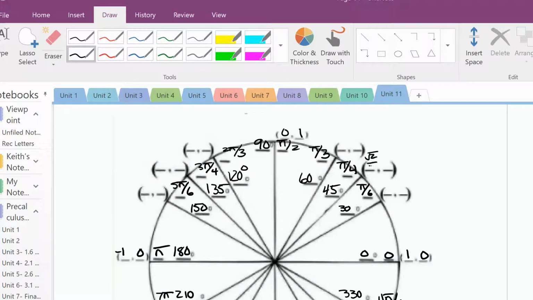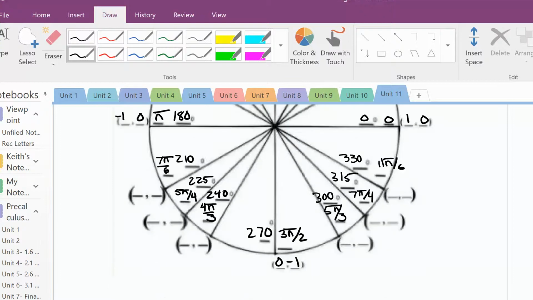And the only difference in the second quadrant is now the x is negative, but the y is still positive. And in the third quadrant, the pi over 4 angle, the x and y are both negative. And in the fourth quadrant, the x is positive and the y is negative.